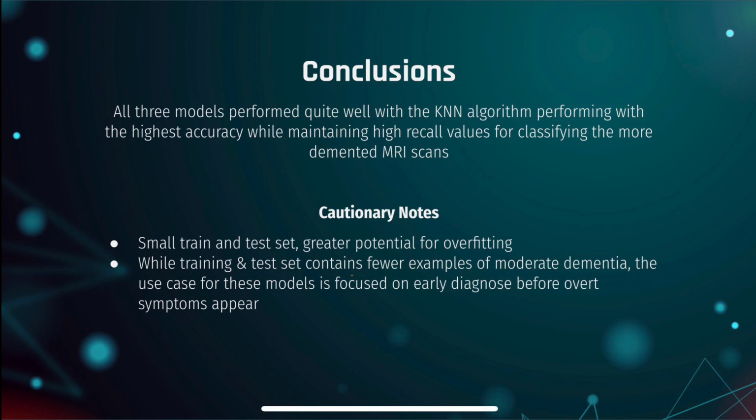However, these results do come with some cautionary notes, one of which being that our dataset is so small. It is very possible our models are overfitted to this dataset, and it may not be able to generalize to other MRI scans. Another note is that although our training and test set contains fewer examples of moderate dementia, the use case for these models is focused on early diagnosis before overt symptoms appear.